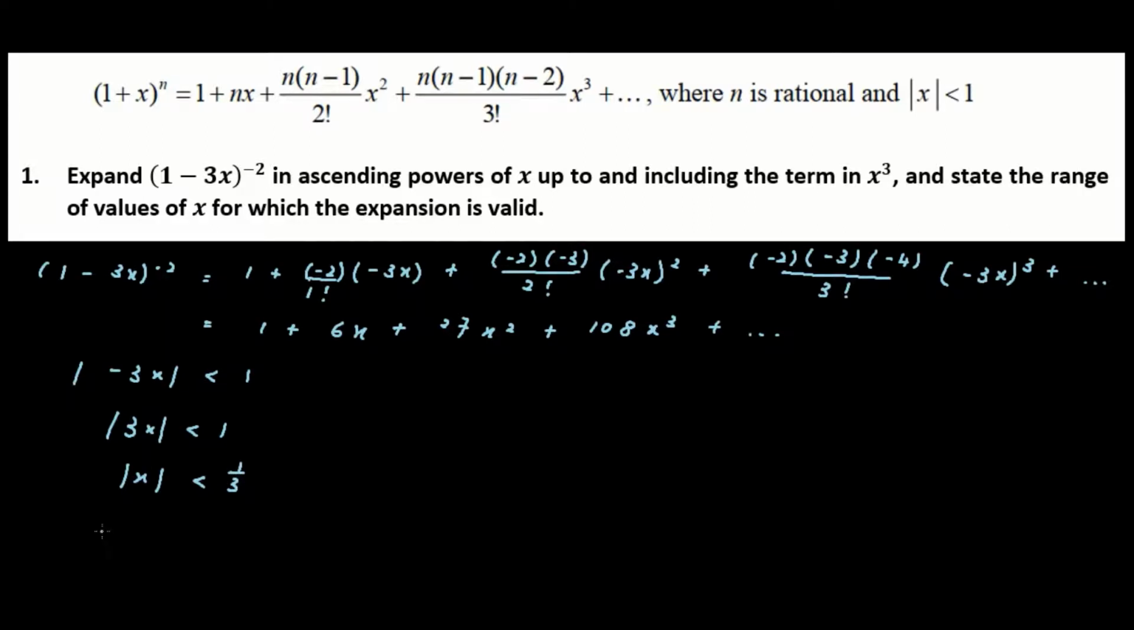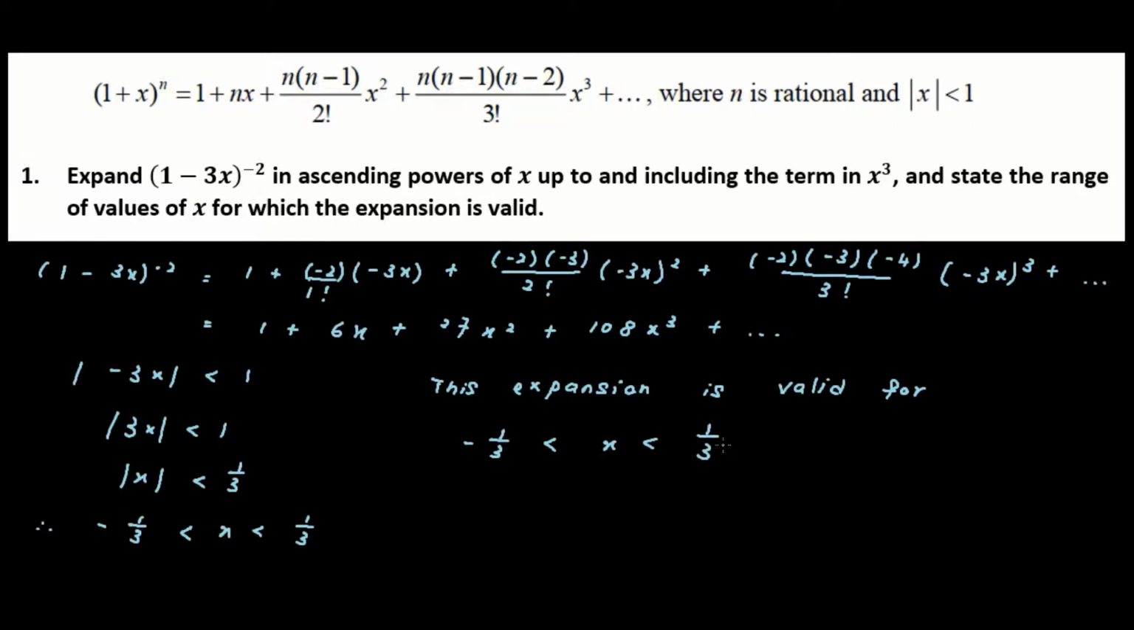So it depends on what the question wants, then you answer. But if you want your answer to be more complete, then I will say this is the much more complete answer. Okay, so meaning this expansion is only valid for -1 over 3 until 1 over 3. Okay, so this will be the answer for number 1.